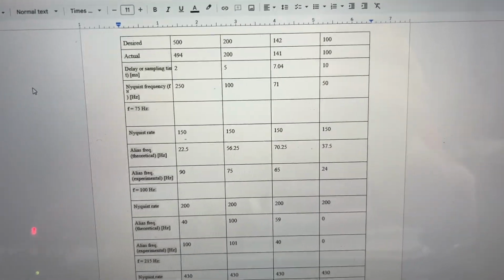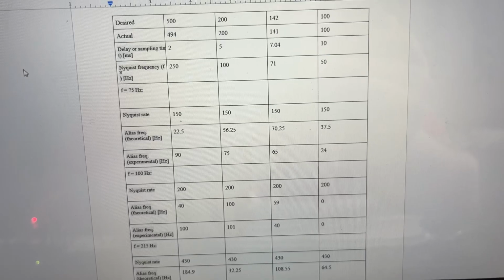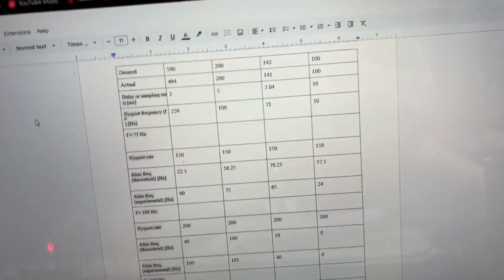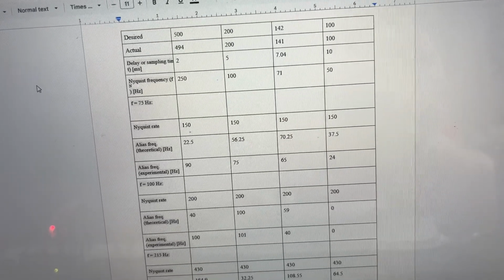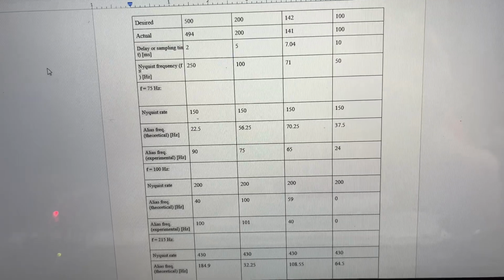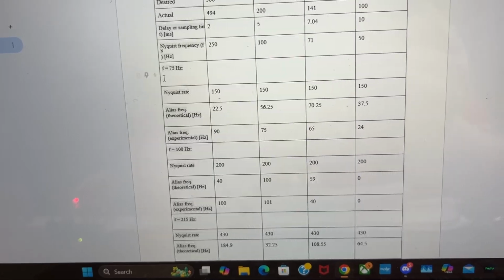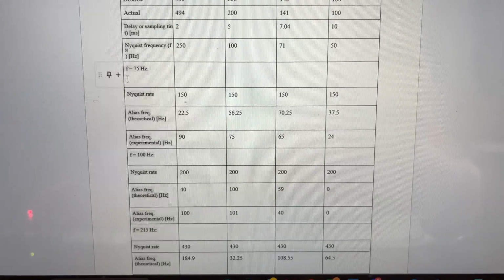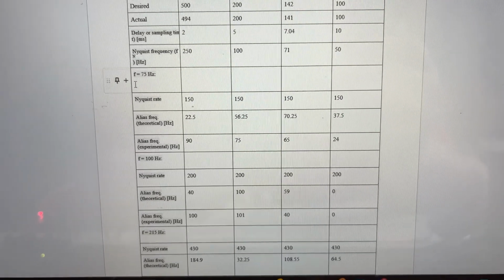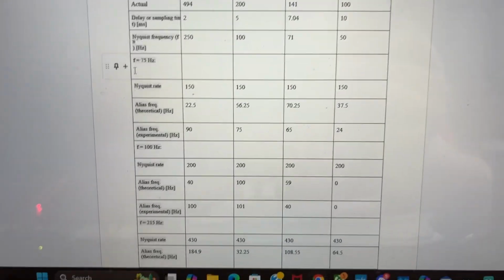This is my table. From my code, I got pretty close to the actual sampling frequency for each of them, only being slightly off. For the delay, it's 1 over sampling frequency times 1,000 milliseconds. Nyquist frequency is just sampling frequency over 2, and the Nyquist rate is just 2 times the corresponding frequency for each of the tests. For alias frequency, you just divide the current frequency over the Nyquist frequency, and then using a folding diagram, get the corresponding alias frequency.